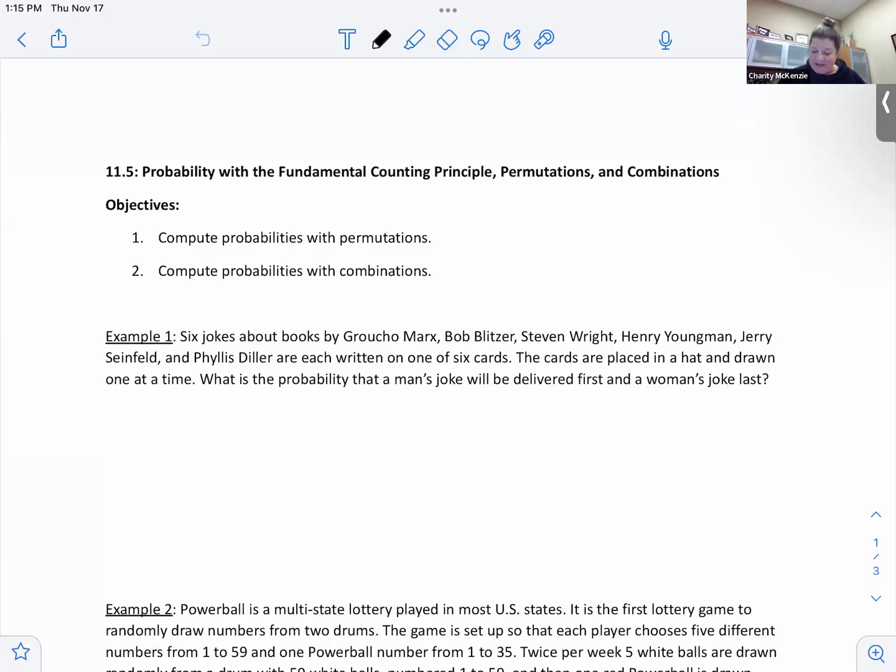All right, for 11.5, we're still doing probability, but now we're going to have a harder way to find that denominator, right? That counting principle with permutations and combinations. Remember, these two go together, right? Combinations is in its own little world.